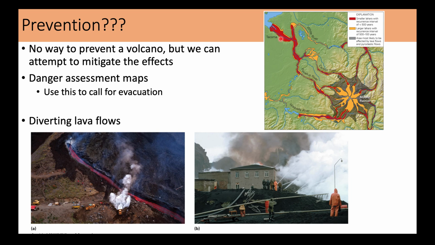So you should know, if you live near a volcano, where you are on the danger assessment map. Lava flows can also be diverted by building up steep slopes or levees to cause the lava to flow in one direction rather than another. So you can't necessarily stop the lava from flowing, but you can try and steer it one way rather than, say, towards a town or towards a neighborhood.